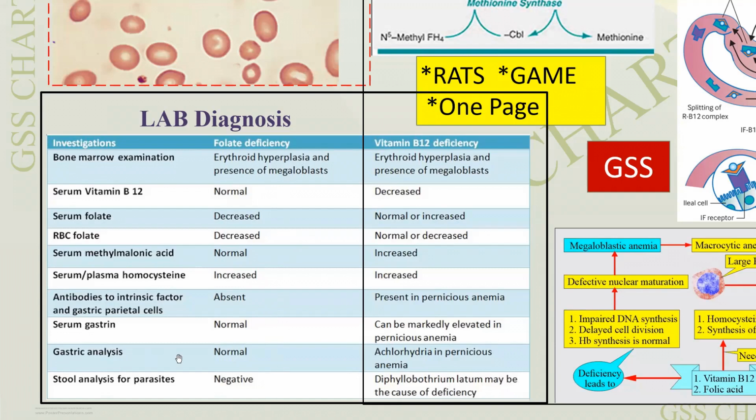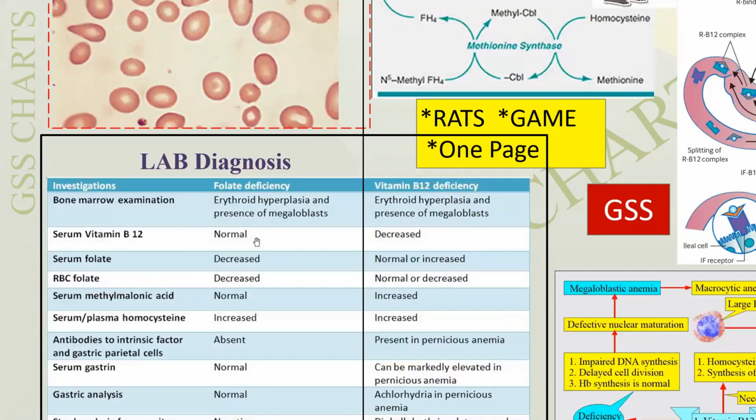For example, gastric analysis is normal in folic acid deficiency, whereas there can be achlorhydria in pernicious anemia. Stool analysis for parasites is negative. There can be the presence of Diphyllobothrium latum in megaloblastic anemia due to B12. Serum B12 is decreased, whereas it is normal over here. Serum folate is decreased. It will be normal in B12 deficiency. So it is essential that you write everything for the examination, leave alone treating the patient. So this particular tabular column we shall be covering.